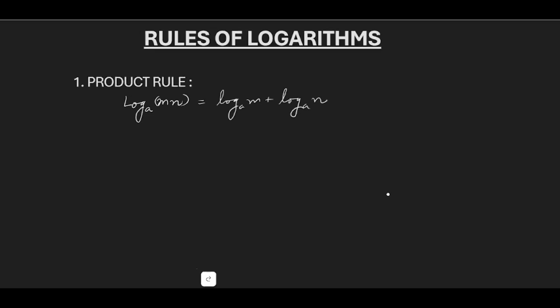The first rule is the product rule. It's log base a of mn equals log base a of m plus log base a of n. We need to prove the left hand side equals the right hand side. In this case, first we will suppose this term is x and this term is y.